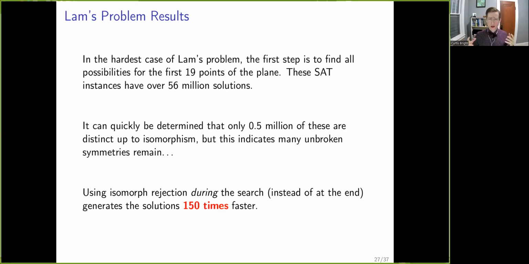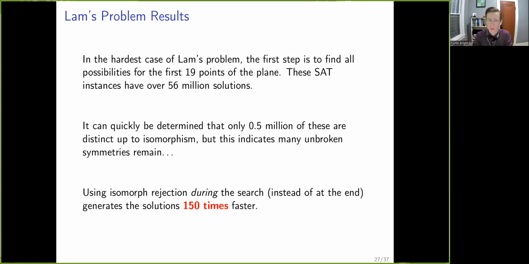And so what you could do is just wait until the very end of the search tree, and then of the 56 million, you reject 55.5 million. But this turns out to be very slow. It's much better, as I was describing, as the solver is running, to inject blocking clauses. The way I think of it is that at the top of the search tree, you're pruning away large parts of the search. So instead of waiting until the very end to do the symmetry removal, the isomorphism rejection, you do it as you go, and this makes the search space much smaller.